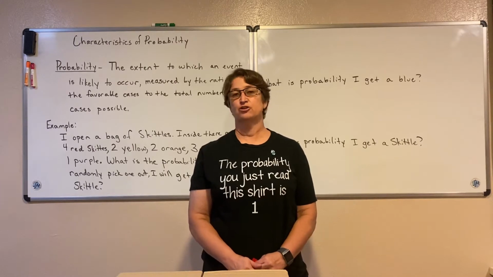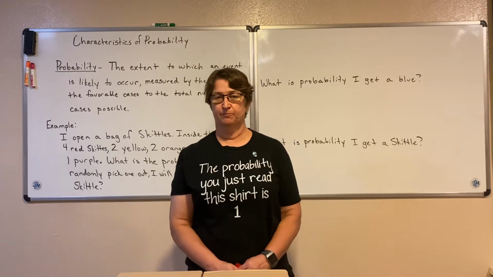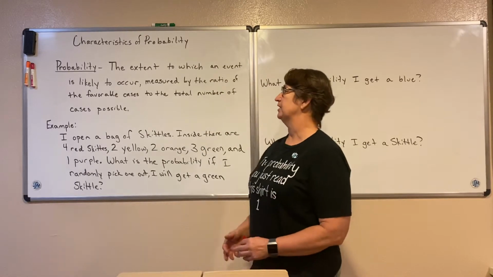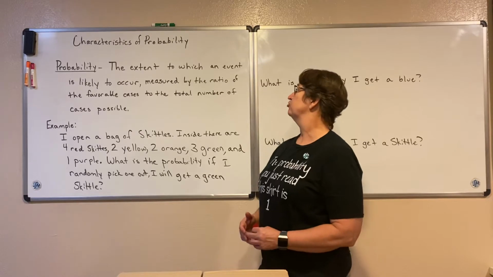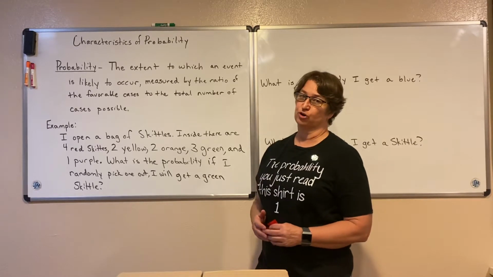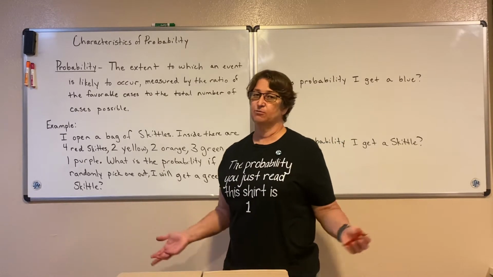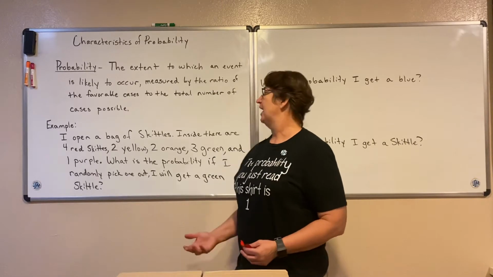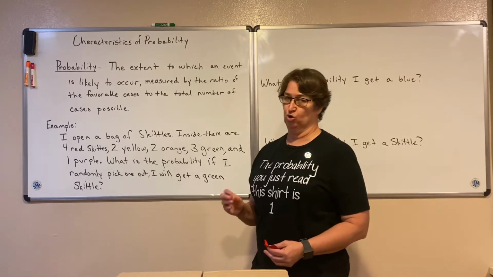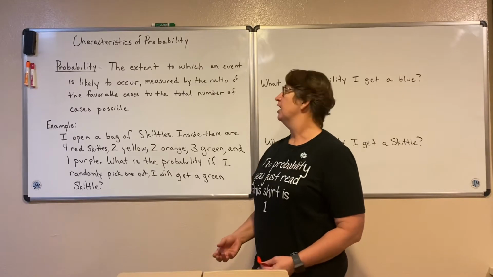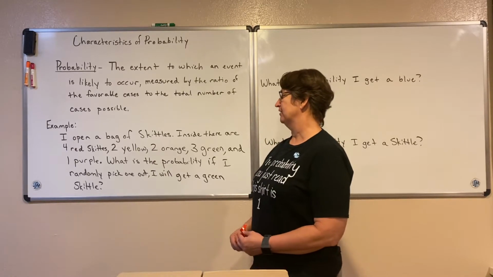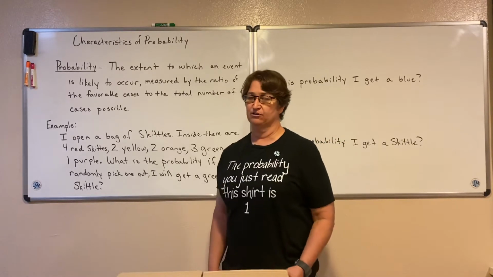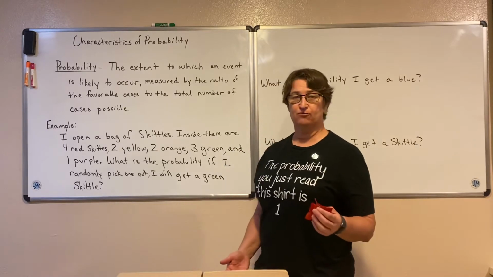Let's look at the characteristics of probability. So first, the probability is just the extent to which an event is likely to occur. It's how likely something is to occur. And we measure it by a ratio, a fraction of the favorable cases to the number of total cases that there are. So let me give you an example.